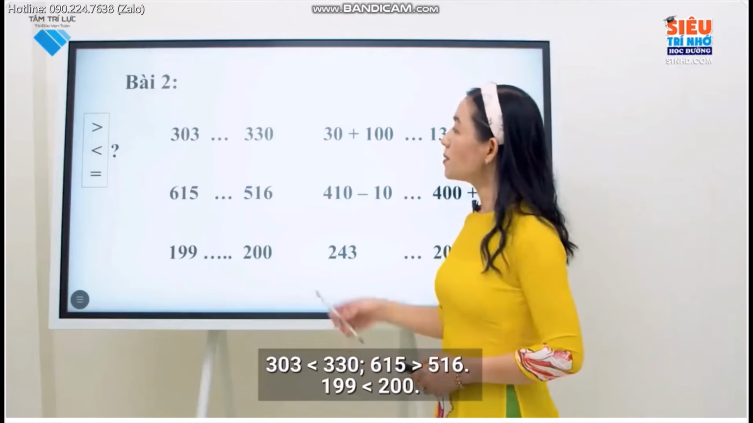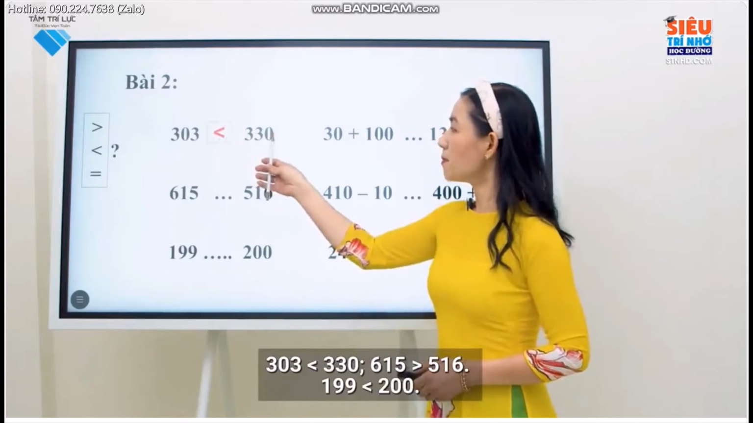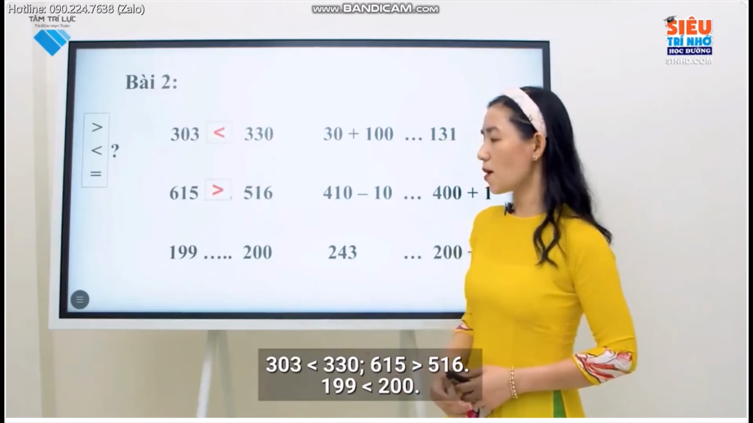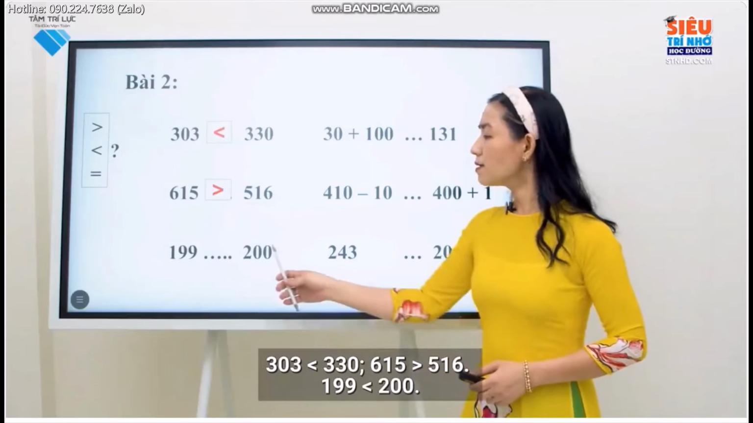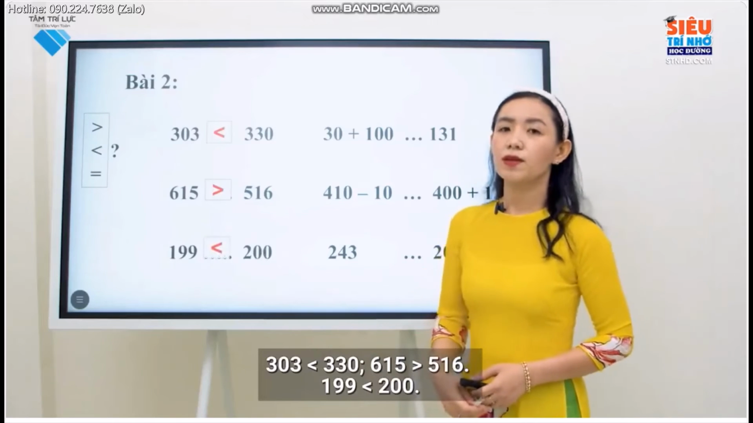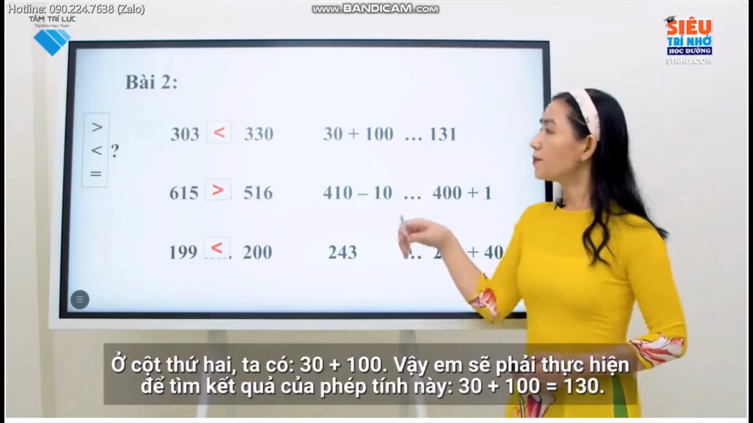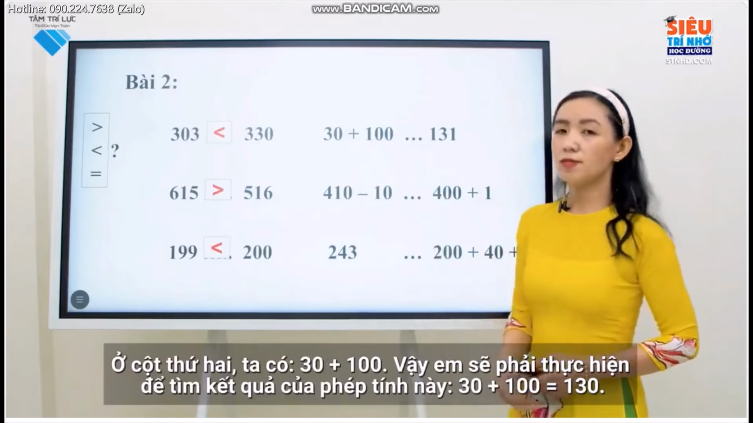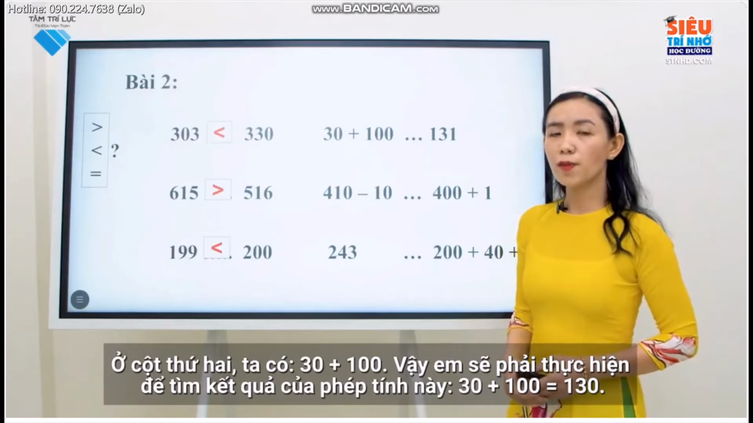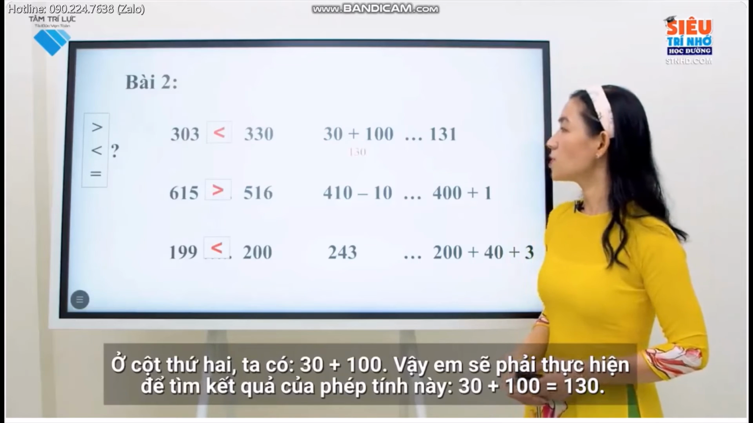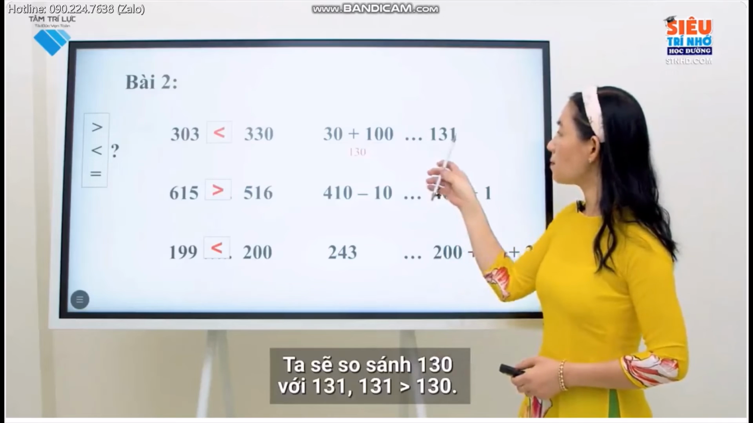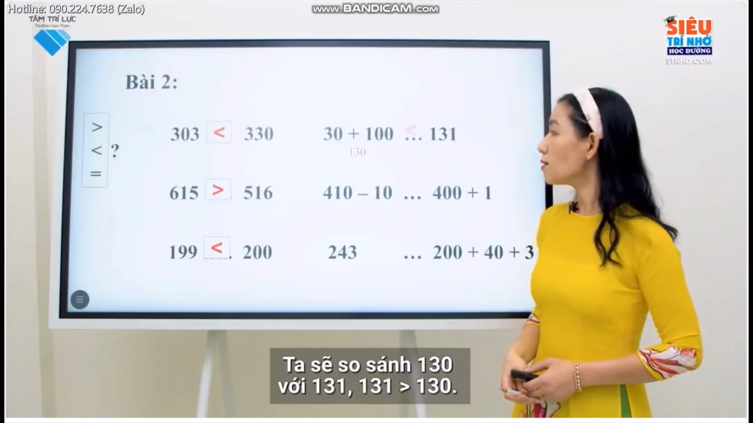Let's check it. The first pair of numbers we have, 303 is less than 330. 615 is greater than 516. 199 is less than 200. In the second column, we have 30 plus 100, so you have to find out the result of this calculation. 30 plus 100 equals 130. We compare 130 and 131. 131 is greater than 130.